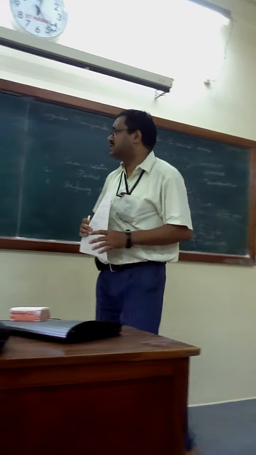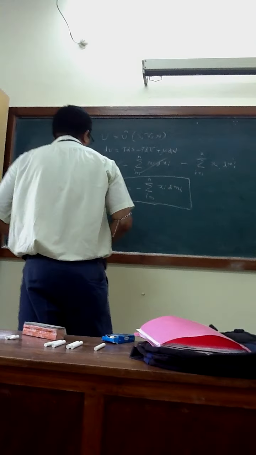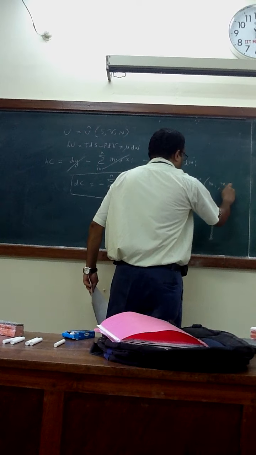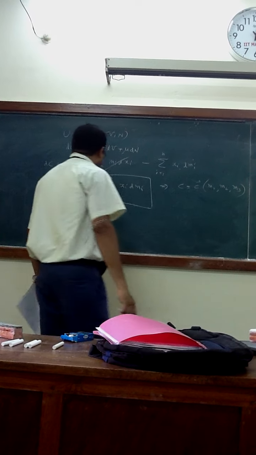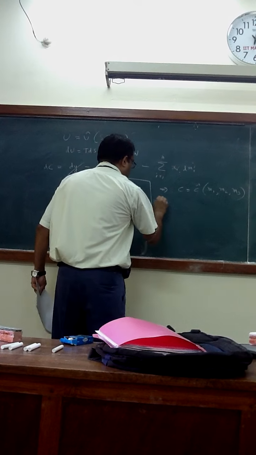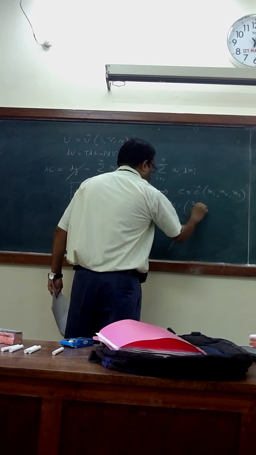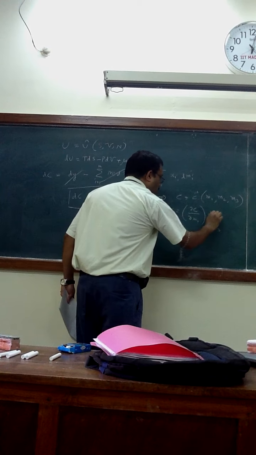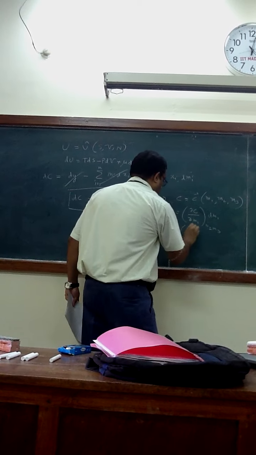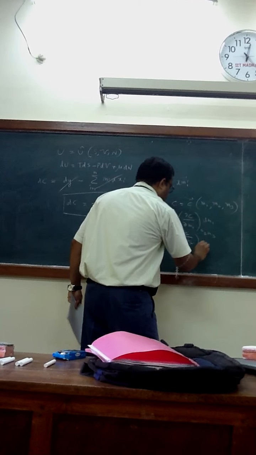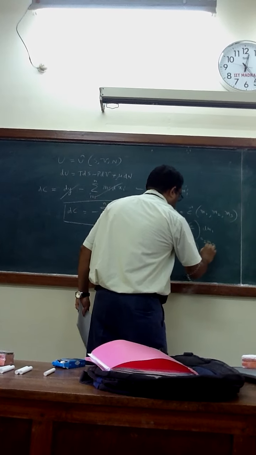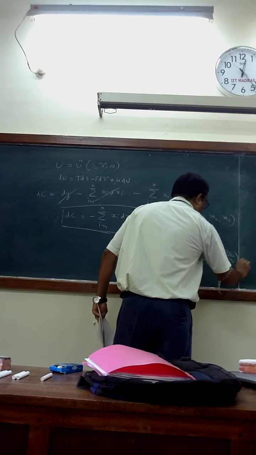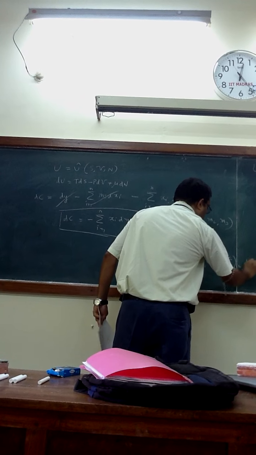Okay, so that part is clear. We got the dc expression, and c equals c hat of m1, m2, m3. So from here, what can you write? You can write dc equals ∂c/∂m1 (with m2, m3 fixed) dm1 plus ∂c/∂m2 (with m1, m3 fixed) dm2 plus ∂c/∂m3 (with m1, m2 fixed) dm3.